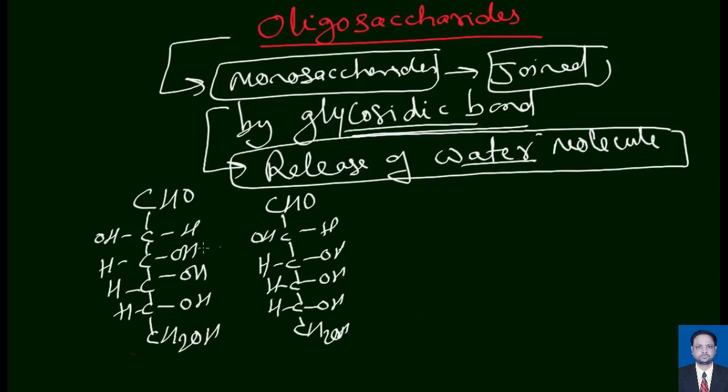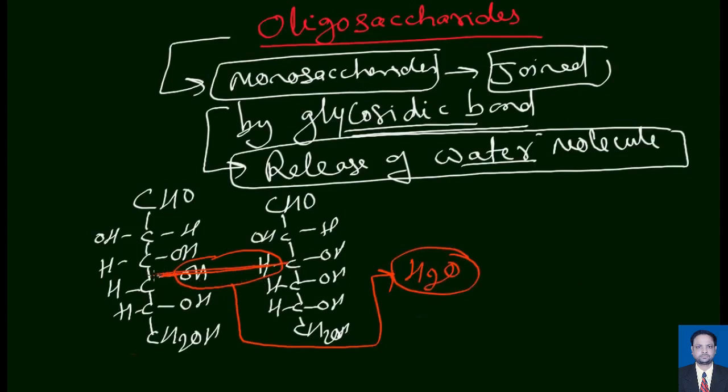So these two molecules will get combined. To combine them, a bond should be present. Here a water molecule is given out. When the water molecule is given out, this carbon and this carbon are joined by this bond, and the bond so formed is called the glycosidic bond.